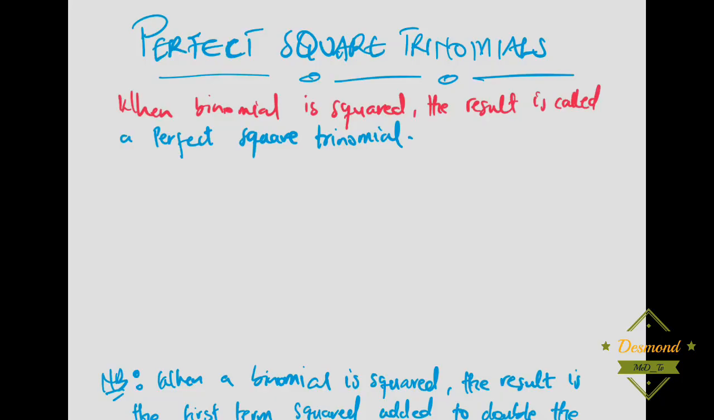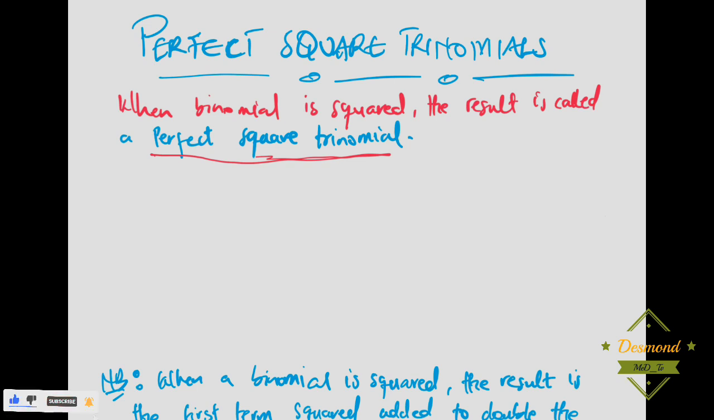Hello everyone. In this video we're going to talk about perfect square trinomials. So we have certain binomial products that have special forms. Now when a binomial is squared, the result is called a perfect square trinomial. We can find the square by multiplying the binomial by itself. However, note that there's a special form that each of these perfect square trinomials takes. Memorizing the form makes squaring a binomial much easier and faster.